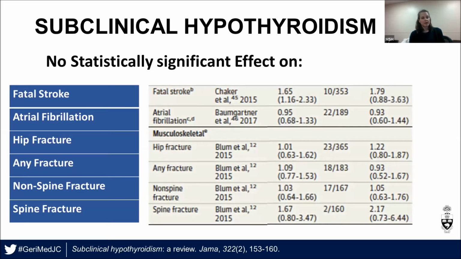The same meta-analysis showed that subclinical hypothyroidism has no statistically significant effect on fatal stroke, AFib, hip fracture, any fracture, non-spine fracture, or spine fracture.